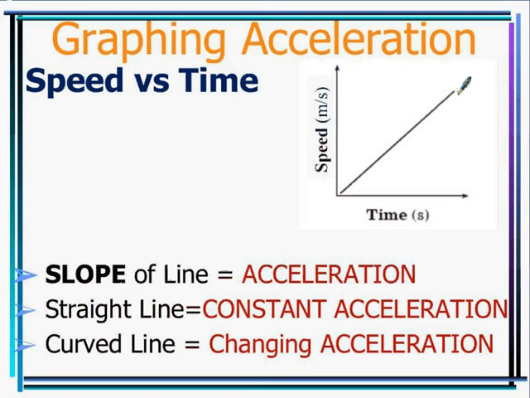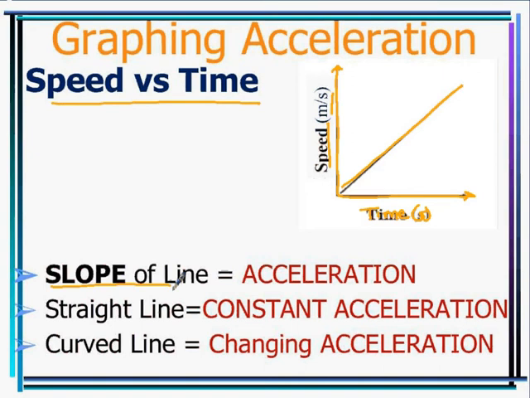So in your notes, if you'll please write speed versus time and draw in your x and y axis. So you have your x and your y, where time is in seconds, and over here you have your speed in meters per second. And then draw a line. We want to reference back to this later.